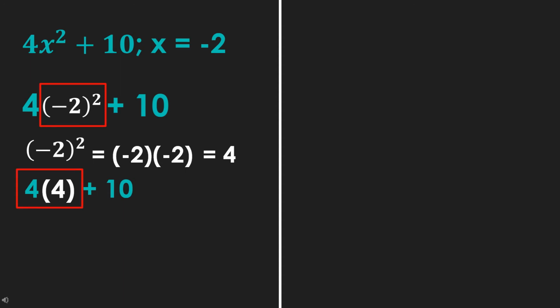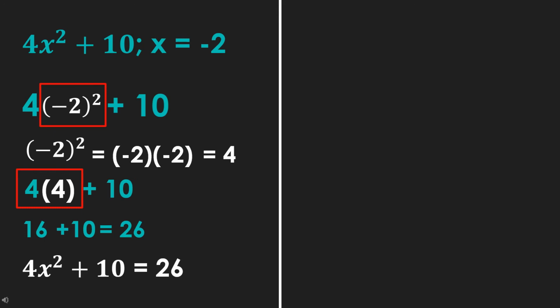Next, we have to multiply since multiplication comes first than addition in the PEMDAS rule. And 4 times 4 is 16. So we have now 16 plus 10. And the answer is 26. This means that 4x squared plus 10 is equals to 26 whenever x is negative 2.